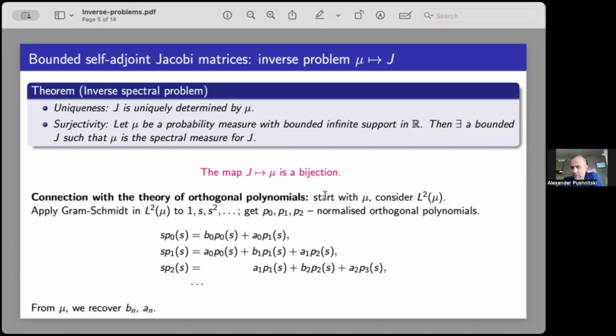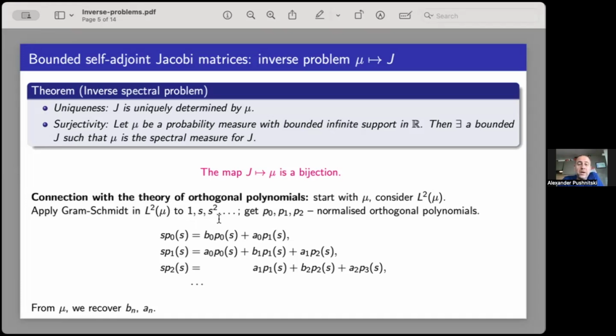So in orthogonal polynomials, the logic is as follows. You start from some given measure mu. You consider this L2 space, L2 of mu. Then you consider the functions 1, s, s squared, and so on. So s is my notation for the independent variable in this space. If you're more used to x, think of x. So these are just powers of the independent variable, and these are functions in this L2 of mu.